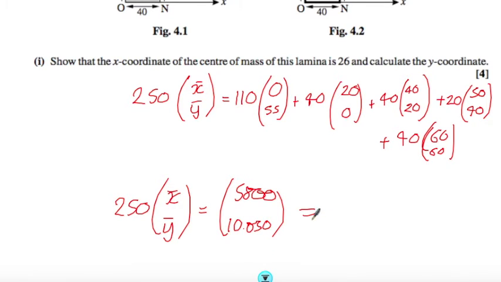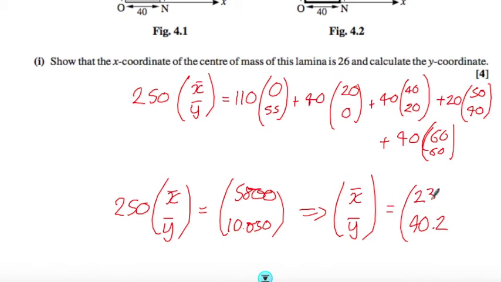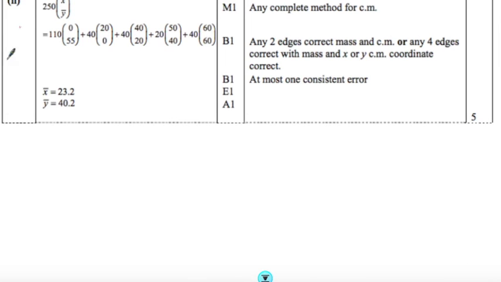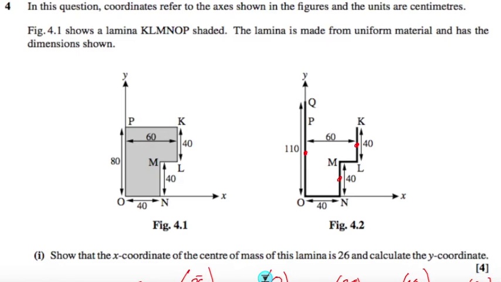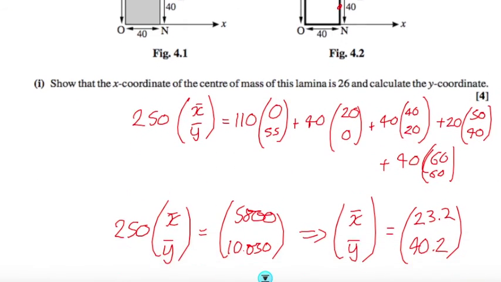So dividing by 250, we get the Y to be 40.2 and the X, moment of truth, is 23.2. Now is that what they had? It is. So wait, did we get 40.2? Yeah, good.